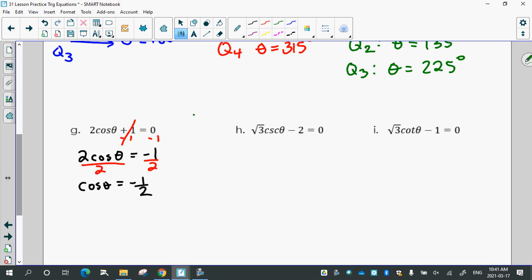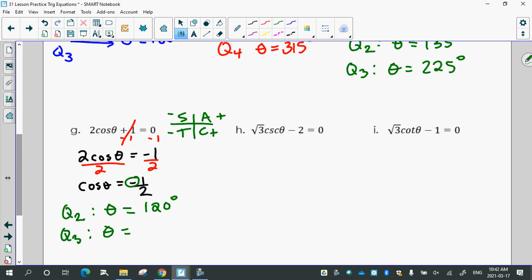And then I go to my CAST rule. So CAST says that I'm positive for cos in these two quadrants, so negative in those. And I'm looking for negative. So I'm in quadrant 2 and quadrant 3. So my quadrant 2 angle with the x value cosine of negative 1/2 would be 120. And the quadrant 3, 240.